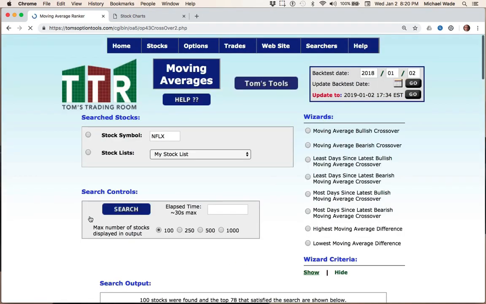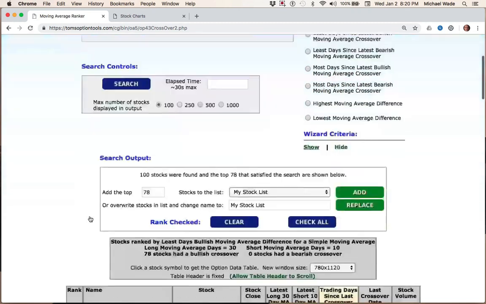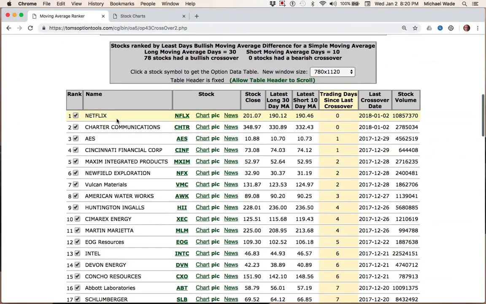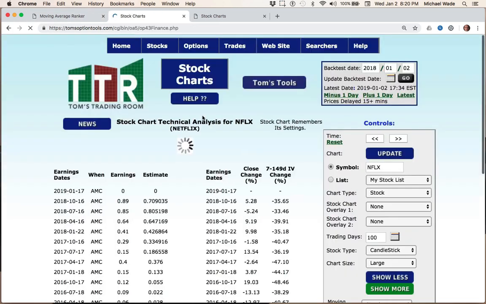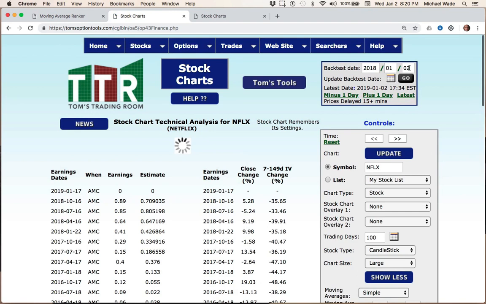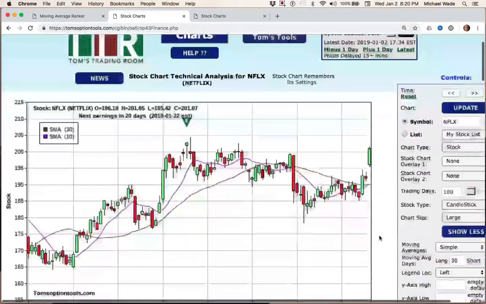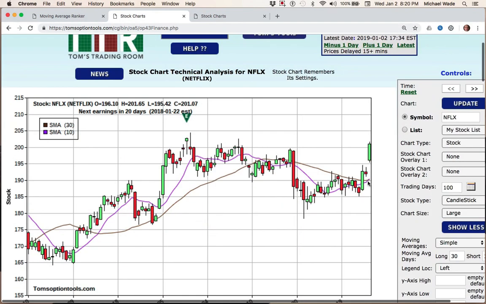And then all we need to do really is to move through the list. And notice that there's a couple already. Some of them you may even recognize, like Netflix. I love Netflix. I used it as an example earlier. Let's go ahead and pull up a chart on Netflix, and let's see what it was doing on January the 2nd, 2018. And you can see that the system detected, the scanner detected this bullish cross right there.